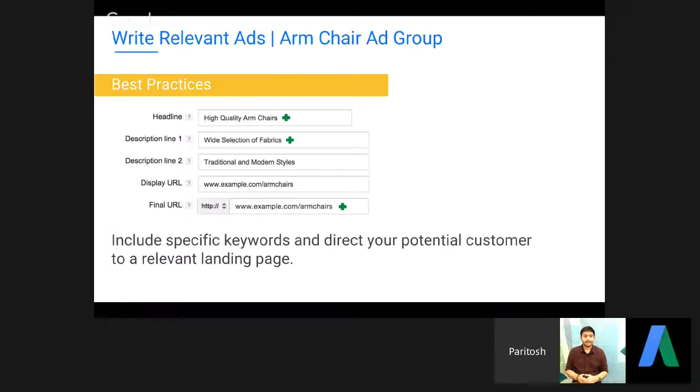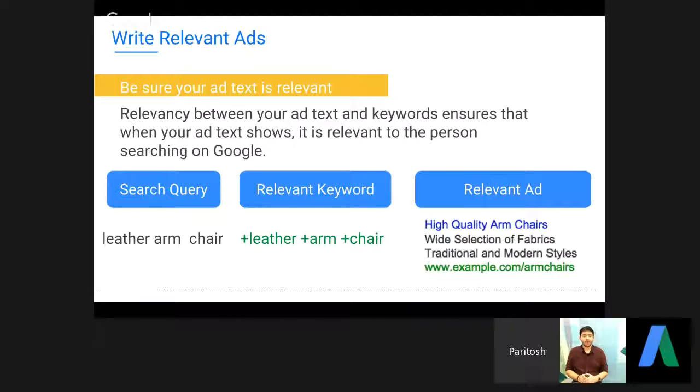Okay, now let's move on to one more important thing. Make sure that your ad text is relevant.